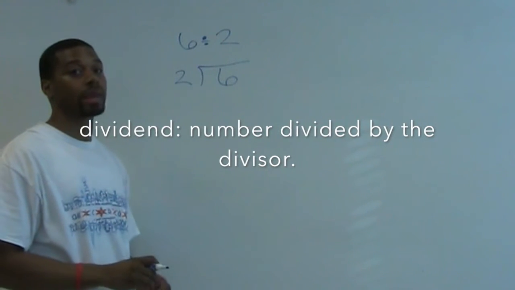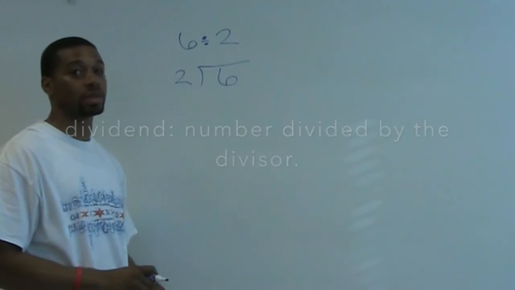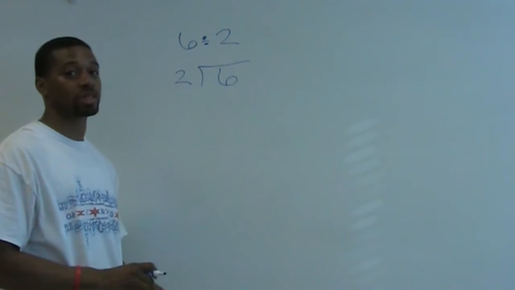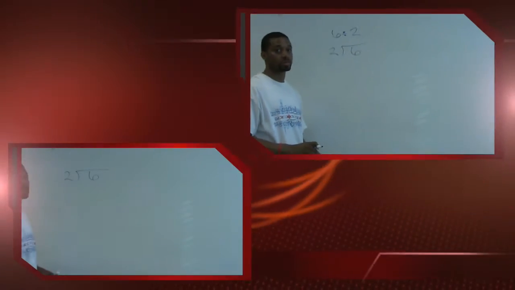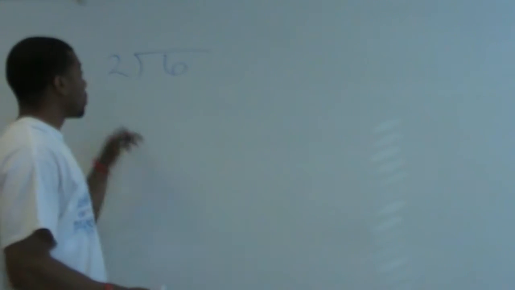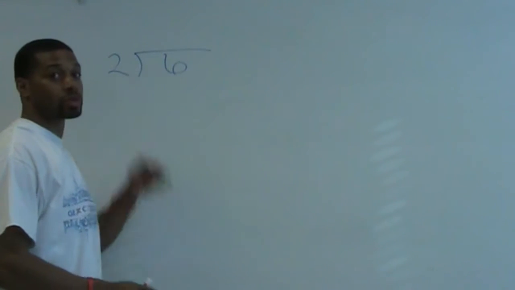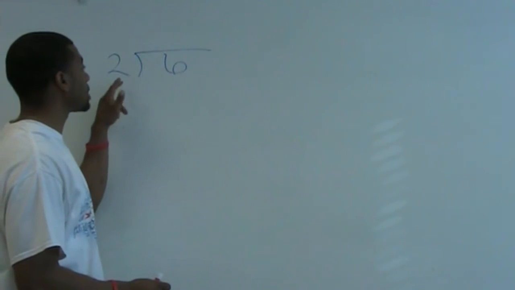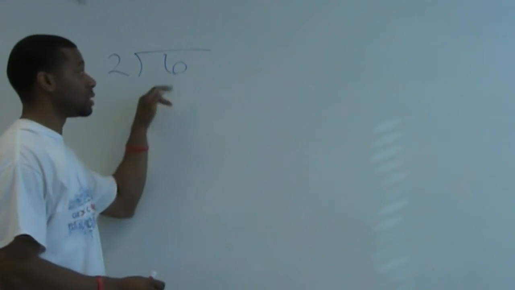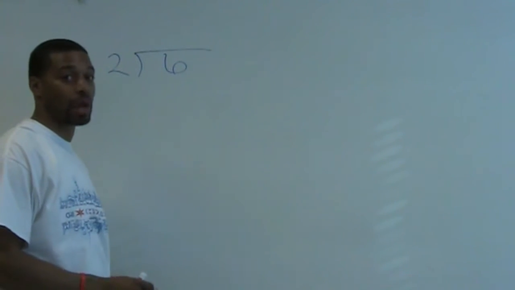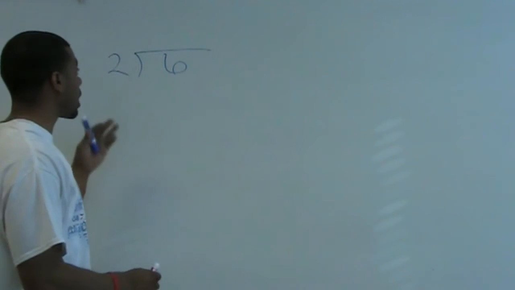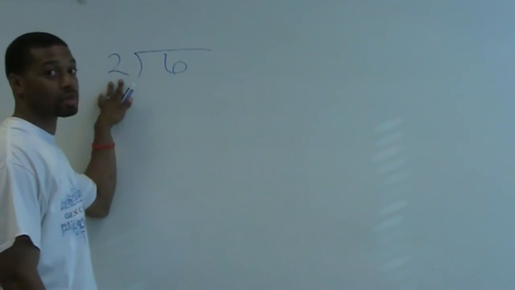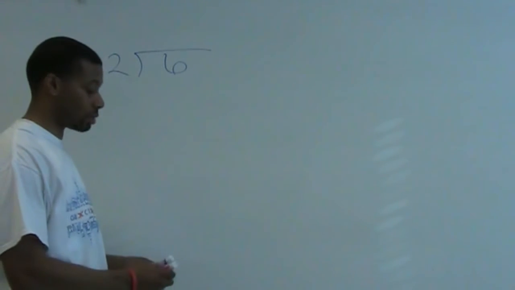We're going to move step by step to have you successfully divide up to a 4-digit dividend by a 2-digit divisor. Now when we have 6 divided by 2, we're trying to figure out how many times can we multiply 2 to get to 6 successfully without going over. So the 2 is the divisor and the 6 is the dividend.